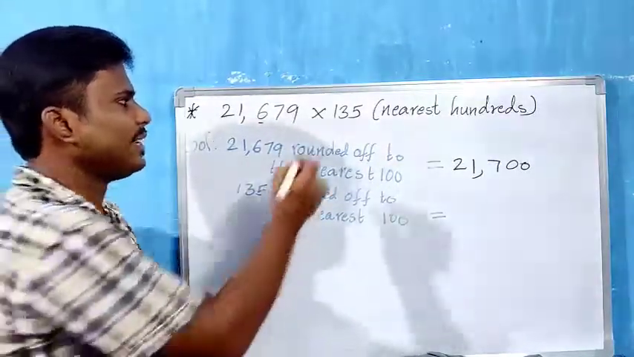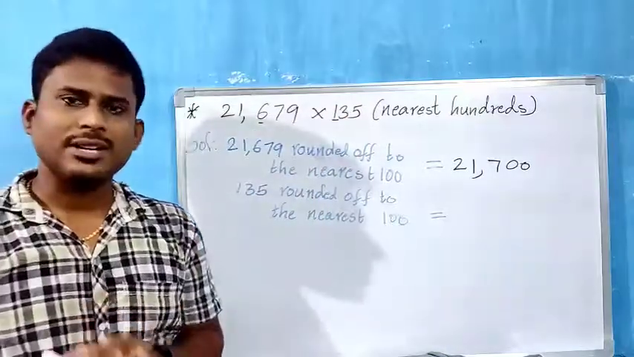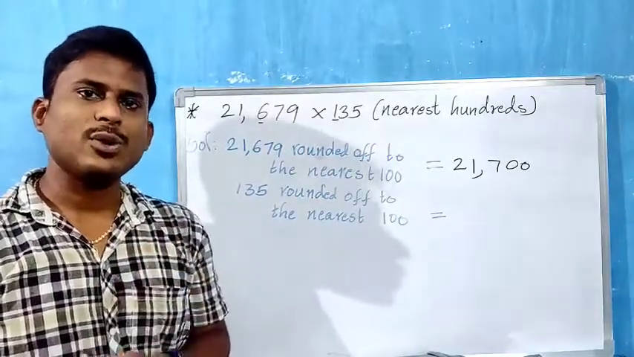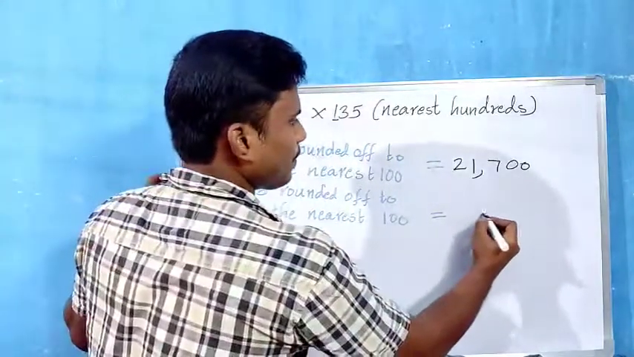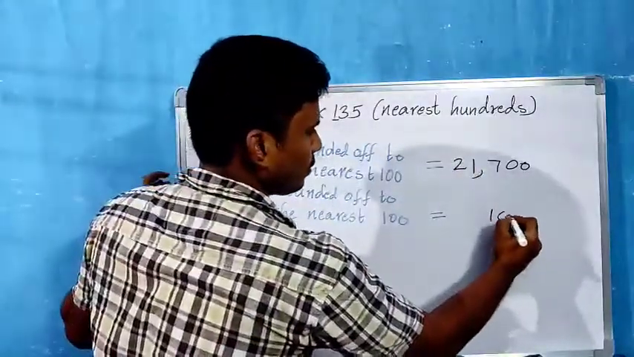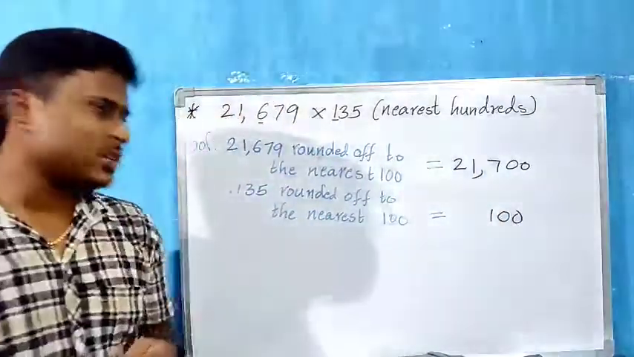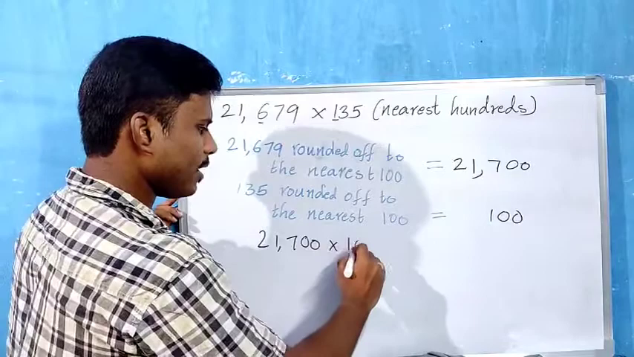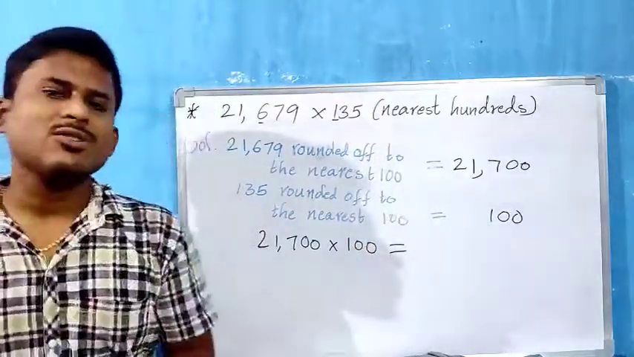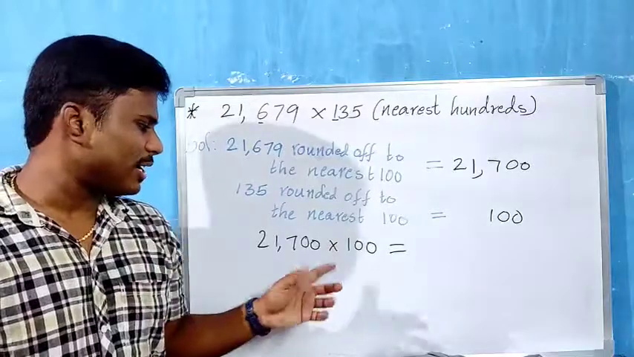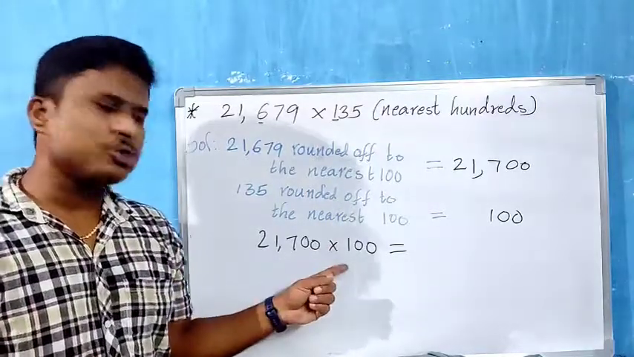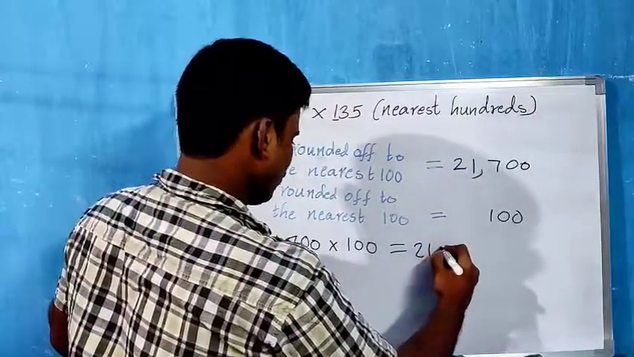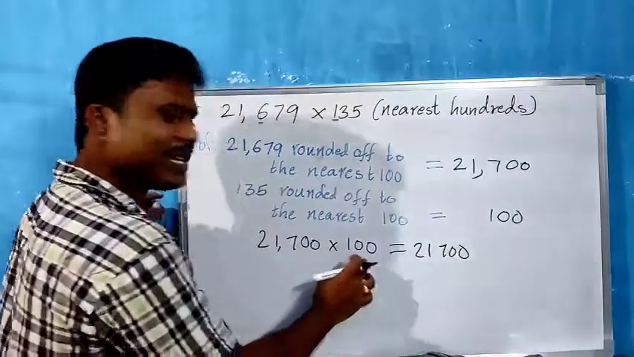Now 135. When you are rounding off to the nearest 100, you have to look at the tens place. The tens place is less than 5. So it will be 1 here and 2 zeros. Now we have to do the solution, children. 21,700 into 100. What answer will you get, children? Directly you multiply 21,700 into 1 and place 2 zeros. 21,700 into 1 is 21,700, and place the zeros.